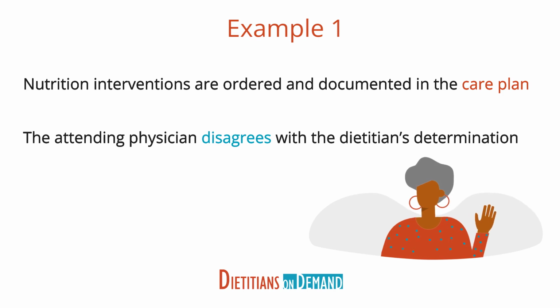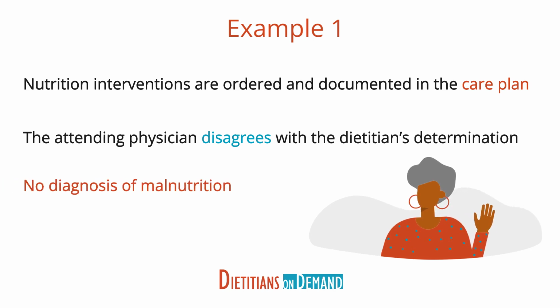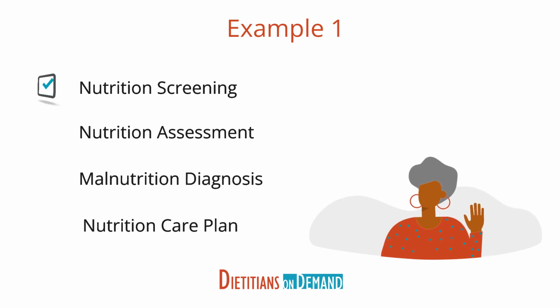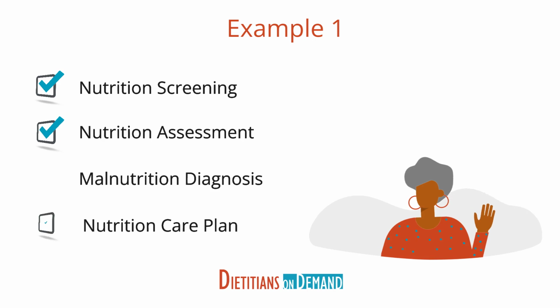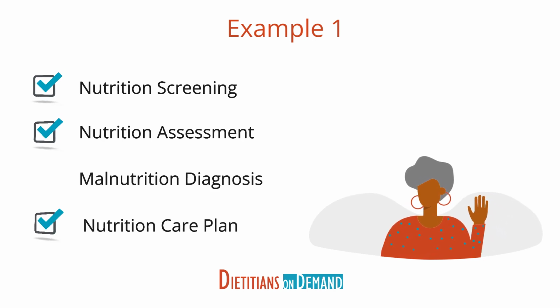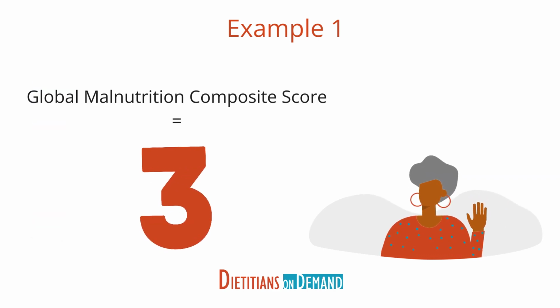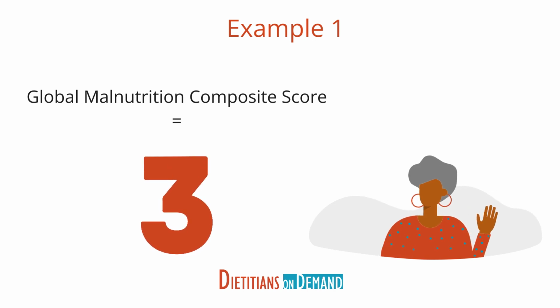However, the attending physician disagrees with the dietitian's determination that the patient is malnourished, so he does not issue a diagnosis of malnutrition. In this example, the patient has the opportunity to earn 4 points, 1 for screening, assessment, diagnosis, and care plan. The patient had 3 of the 4 steps completed appropriately, but she did not receive a diagnosis of malnutrition, even though it was recommended by the dietitian. So for her Global Malnutrition Composite Score, this patient receives 3 out of 4 points.